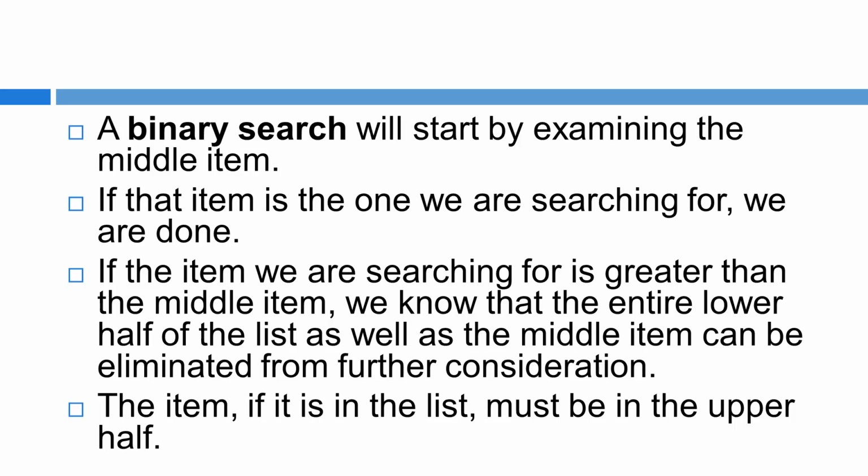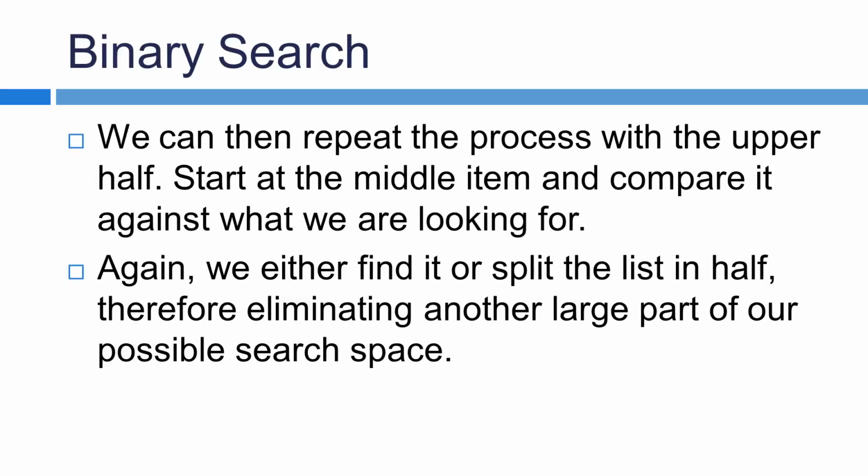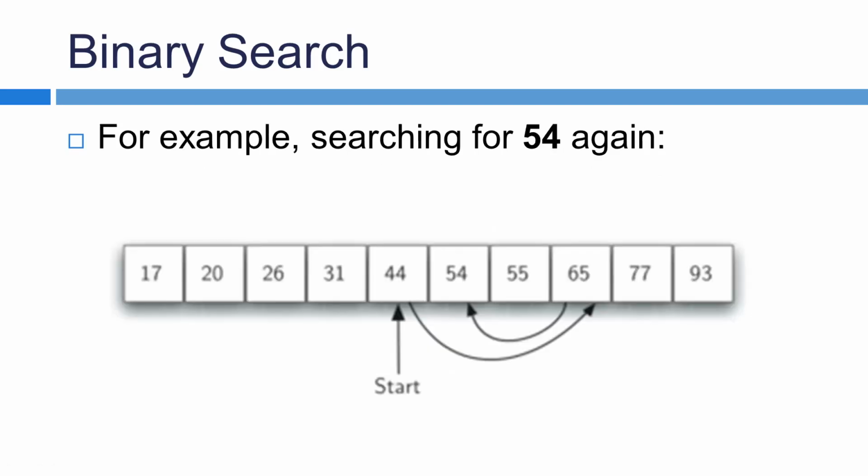Then the item, if it's in the list, must be in the upper half. So we just keep repeating that process with the upper half. Start at the middle item of that upper half, compare it against what we're looking for, and again, we either find it or split the list in half, therefore eliminating another large part of our possible search space.